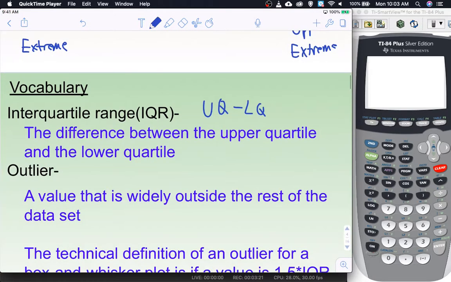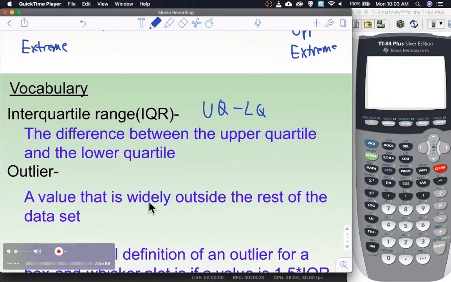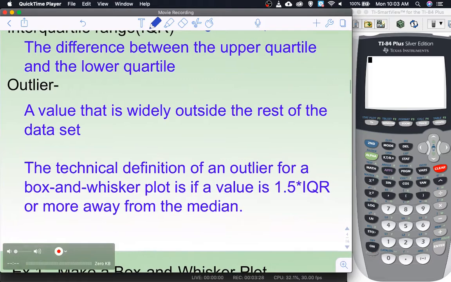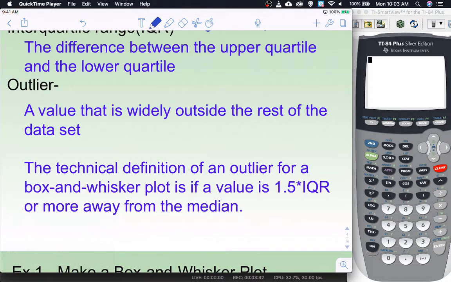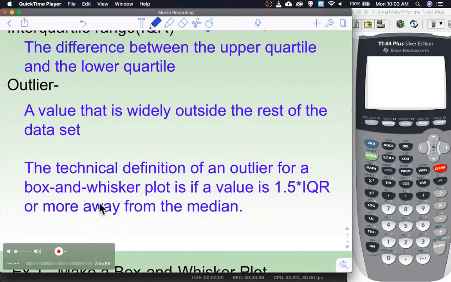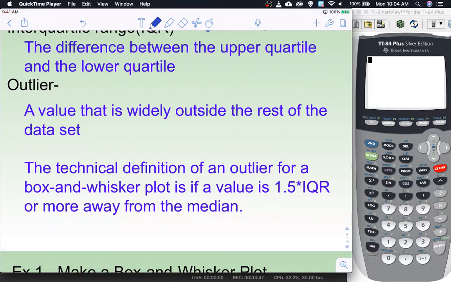And an outlier, as you already know, is a value that is widely outside the rest of the data set. It doesn't really fit in. But when you're talking about a box and whisker plot, we actually have a new kind of technical definition. An outlier, for a box and whisker plot, is a value that is 1.5 times the interquartile range or more away from the median. And we will definitely be doing problems talking about that and explaining and showing. Okay, but that's the technical definition of an outlier when you're talking about a box and whisker plot.